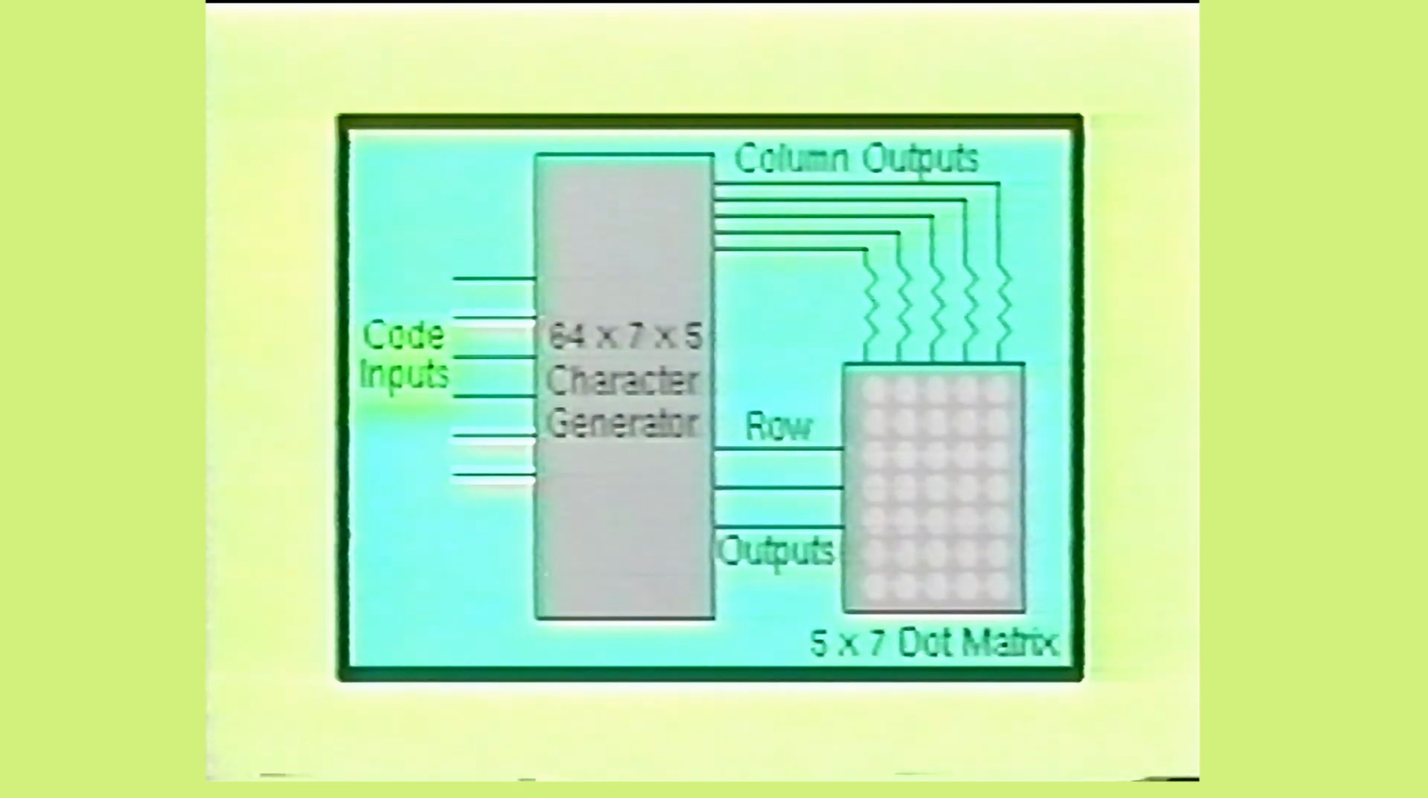Notice that the character code for the letter S is 010011. This code is placed at code inputs A1 to A6. The program contained within the character generator will decode this input data and cause the character generator to select row 1 of the dot matrix display. At the same time, the LEDs in columns 2, 3, and 4 will become activated and turn on.